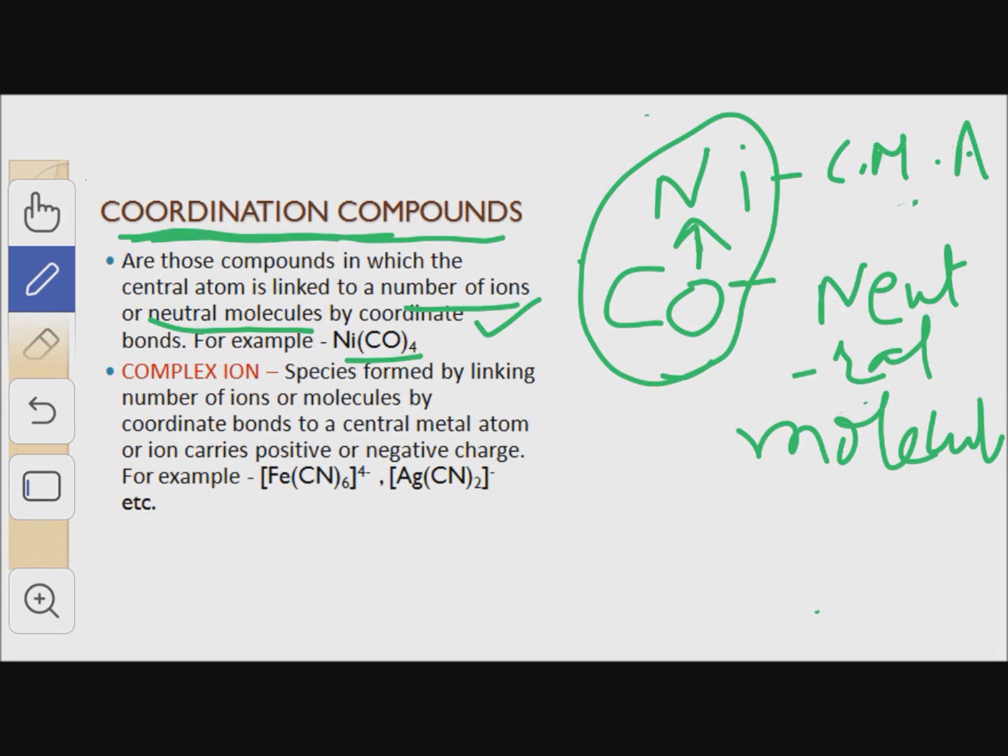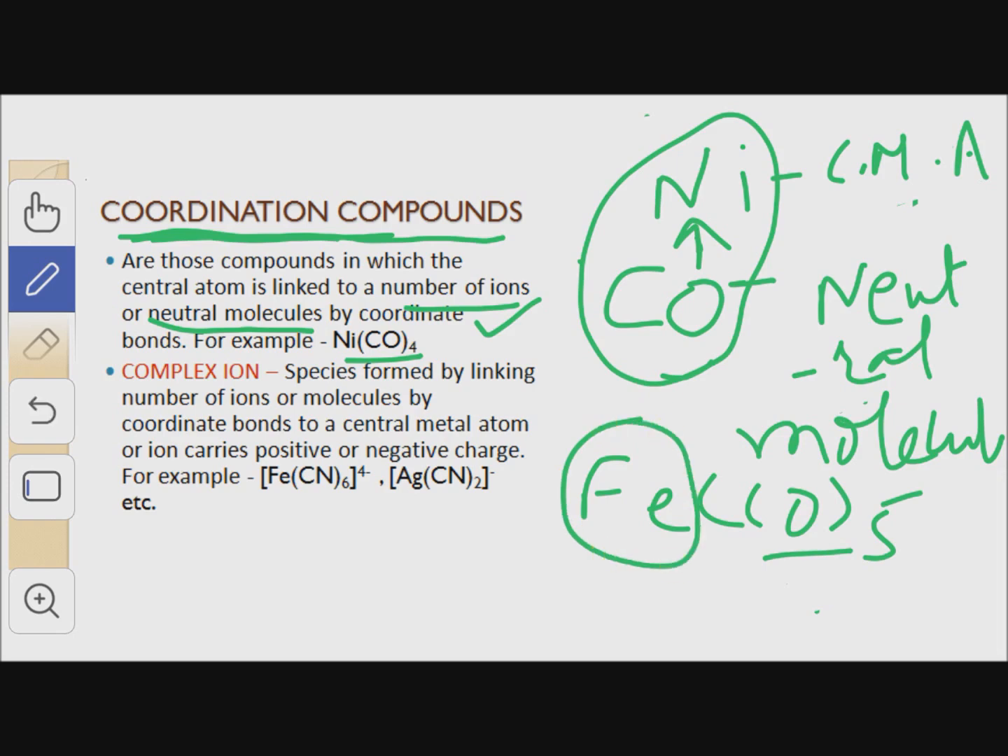Another example of this type of compound is Fe(CO)5, in which five CO carbonyl groups, neutral molecules, are linked to the Fe central atom by coordinate bonds. Why do we study the coordination compounds? What is the purpose of studying the coordination compounds?